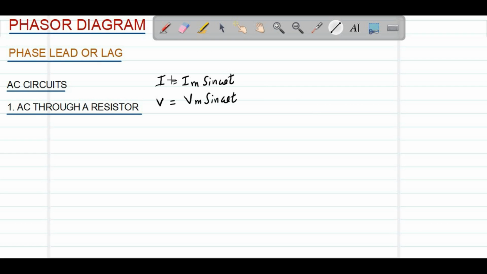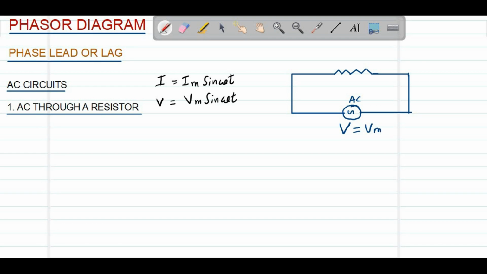Suppose we have a circuit like this, fitted with a single resistor of resistance value R, and also there is a source of AC here, an alternating voltage like a small generator connected in this circuit. Suppose this is the source of AC, and suppose it produces a voltage whose instantaneous value is given by V equals Vm into sin omega t, and R is the resistance of the resistor. Okay, so Vm is the peak value of voltage.